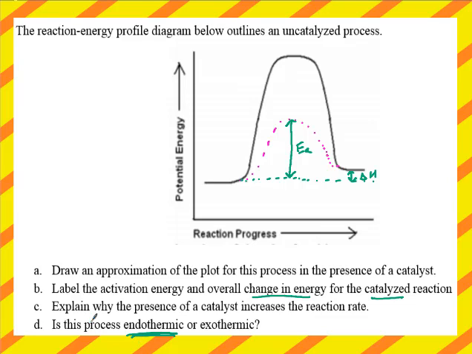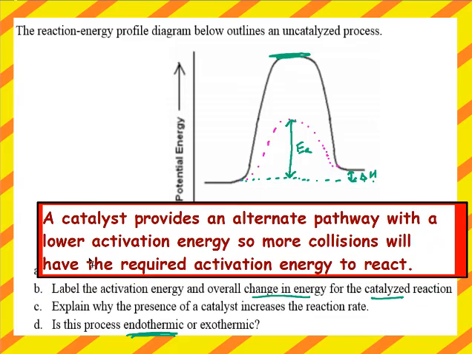And then it says, explain why the presence of a catalyst increases reaction rate. Well, as we can see from the picture, now the molecules don't have to go to the very, very top. They can take this shortcut, which requires less activation energy. So a catalyst provides an alternate pathway with a lower activation energy, so more collisions will have the required activation energy to react.